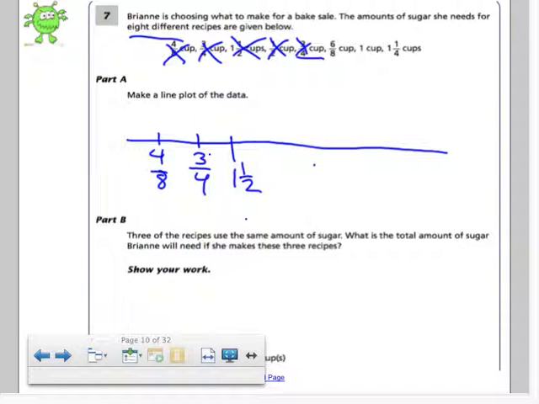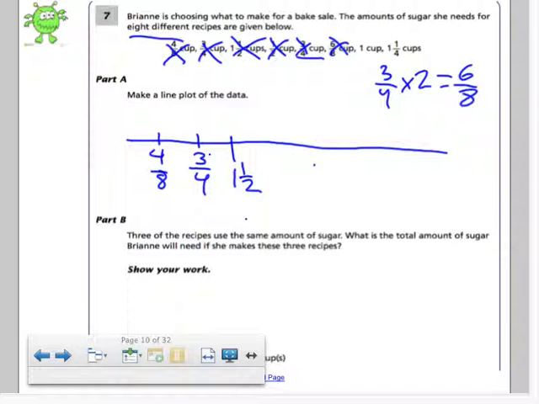Taylor. 6/8 of a cup. Does 6/8 deserve its own spot? No, it doesn't, because there's already an equivalent there. 3/4 is equivalent to 6/8. Really? Yeah, totally. What happens if you take 3/4 and multiply it by 2? What do you get? 6/8. We don't need to write it again.